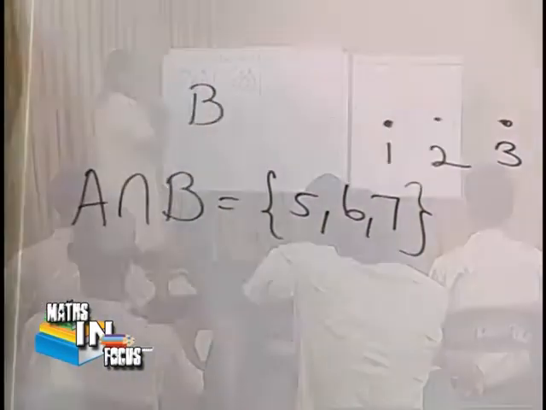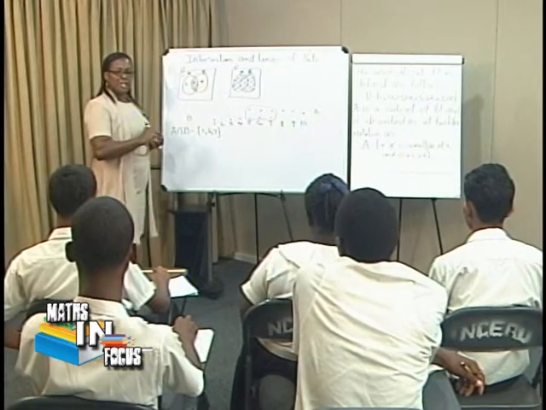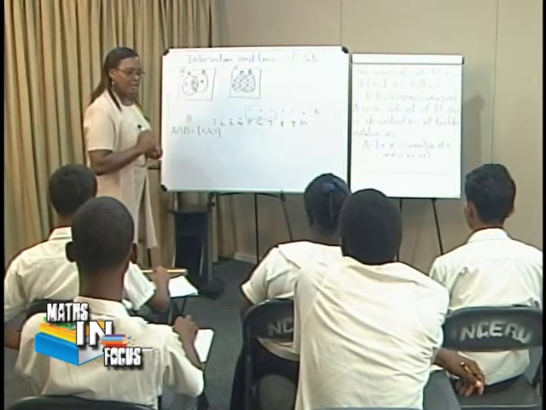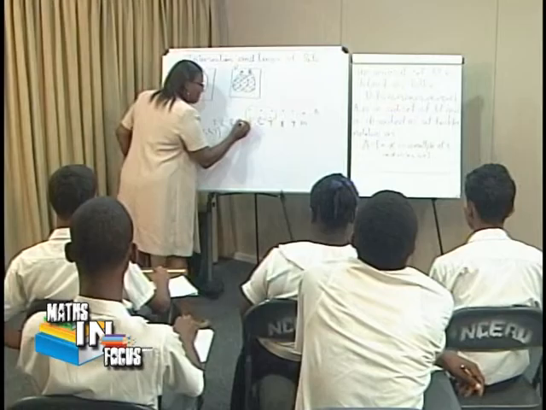Now we want to union them. If we're going to union them, where will we begin, Videli? 1. And where will we end, Damien? We will end at 10. So we will have everything here.